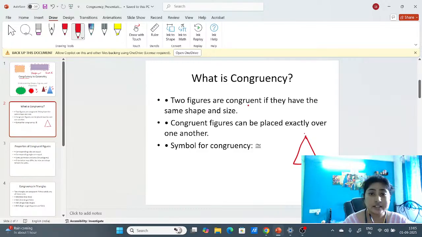So what is the symbol? To denote congruency we use this symbol. This is an equals sign and this is like a wave. This is the symbol we use to represent congruency. Now let us move to the next slide.